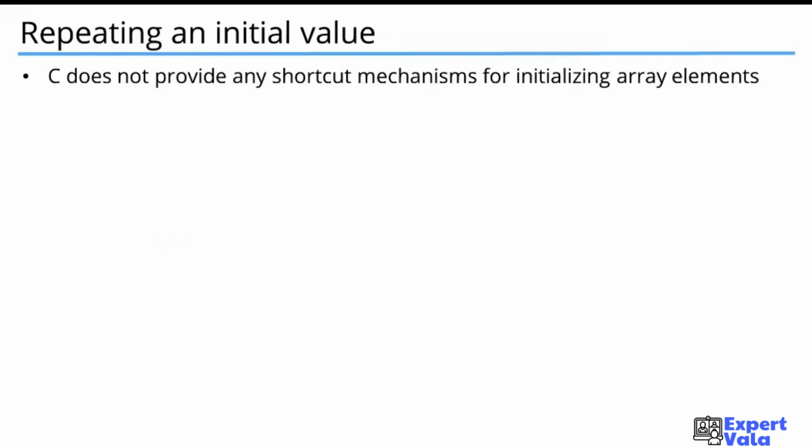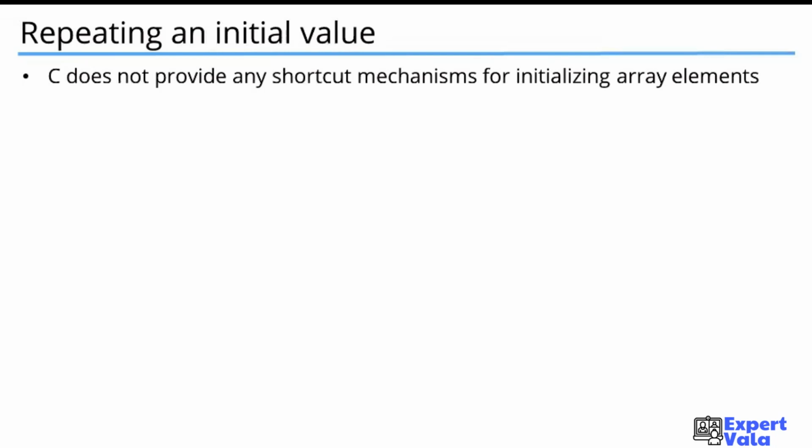Now in C, you can always initialize the entire array to the same value if you specify 0. It's like the null parameter. But other than that, C doesn't provide any shortcut mechanism for initializing array elements, at least not in C89. You may see in C11 where you can initialize the same values to the entire array, just using the brackets with no subscript, just the number.